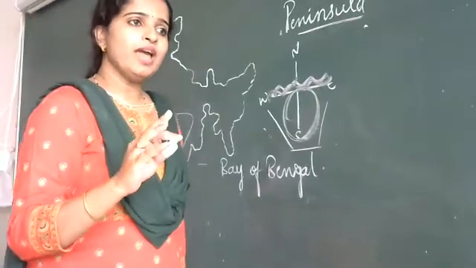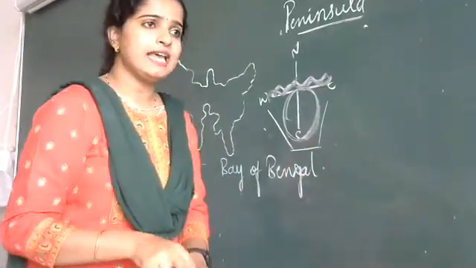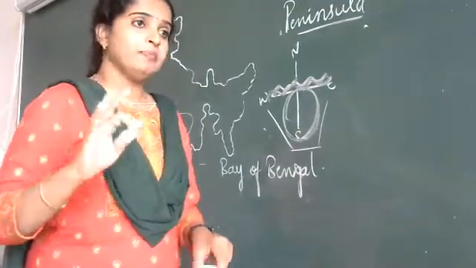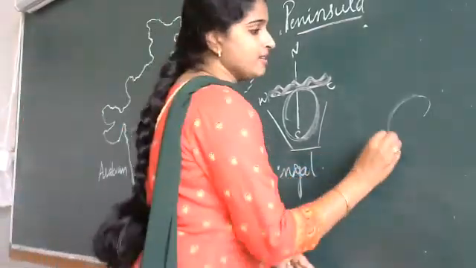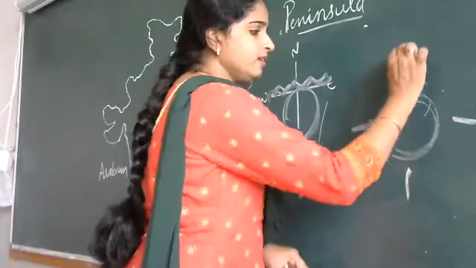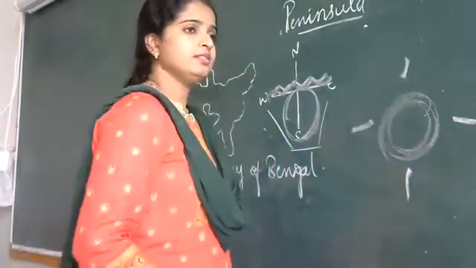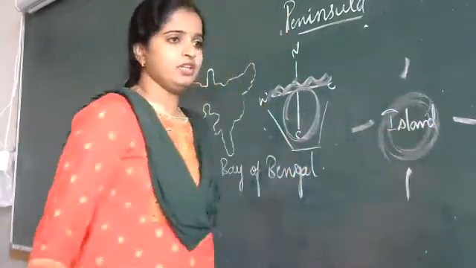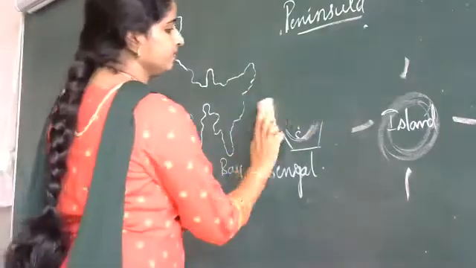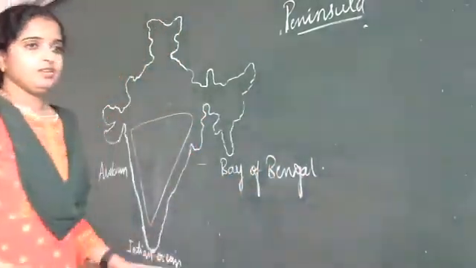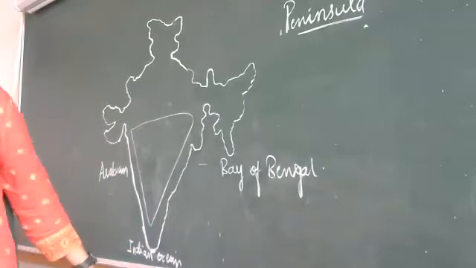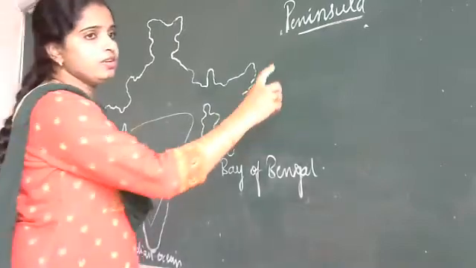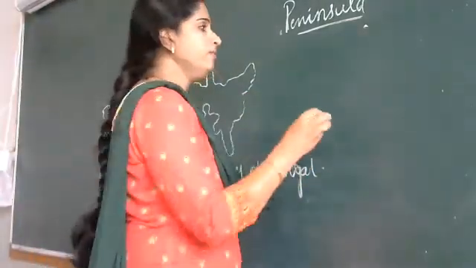Peninsula means a piece of land which is surrounded by water from three sides. एक side में land है, three side में water है. That is called a peninsula. My question was, if a piece of land is surrounded by water from four sides, what would it be? Island. Very good. Okay. So, peninsula, you understood? The piece of land which is surrounded by water from three sides.